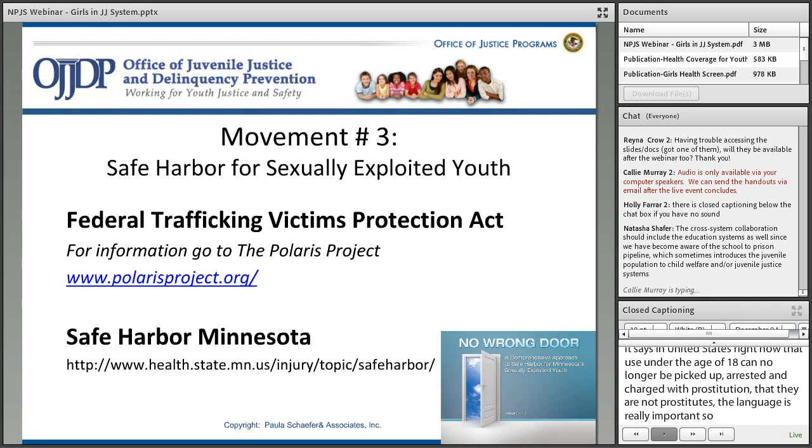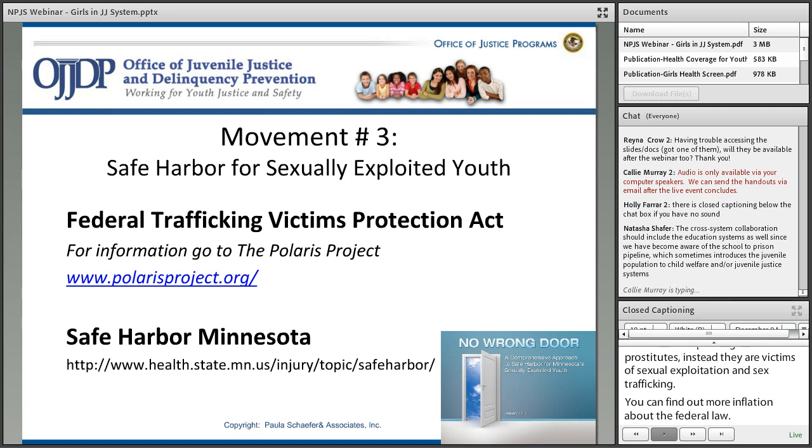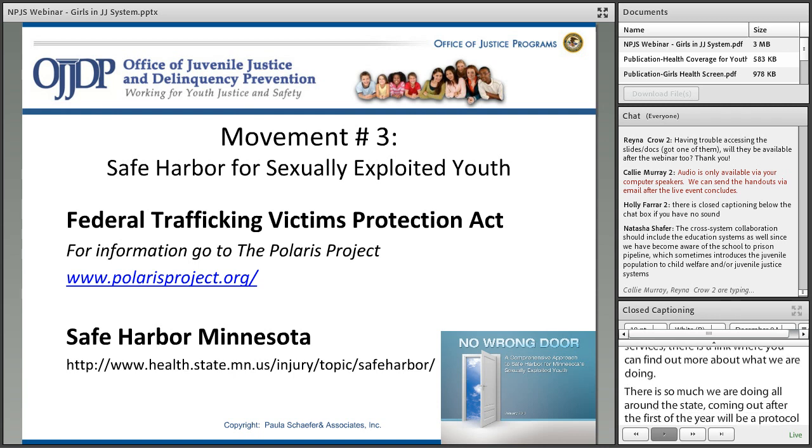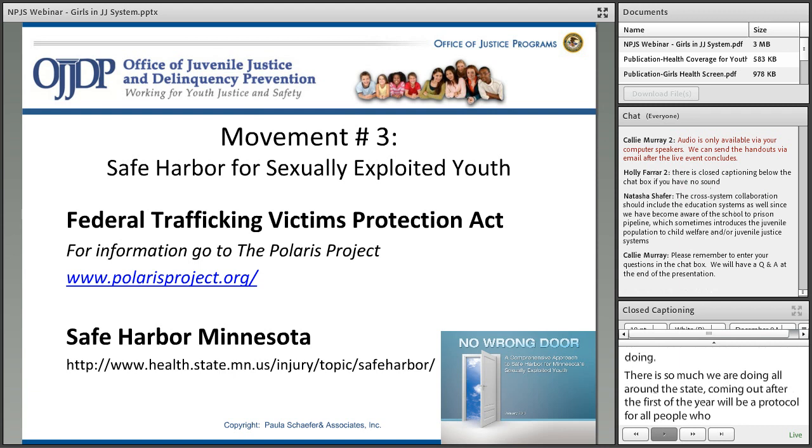I am very proud to say that in Minnesota, along with a number of other states, we have enhanced the federal legislation to better serve our youth in Minnesota. Our movement is called the Safe Harbor Movement, No Wrong Door to Services. There's a link there that you can find out more about what we're doing. There's so much that we're doing all around the state. After the first of the year, a model protocol will be coming out for all people who work with kids, in whatever ways they work with them, to understand identification of youth who are at risk for sexual exploitation and/or who are currently being sexually exploited, sex trafficked, and then how to provide them with victim-centered services.